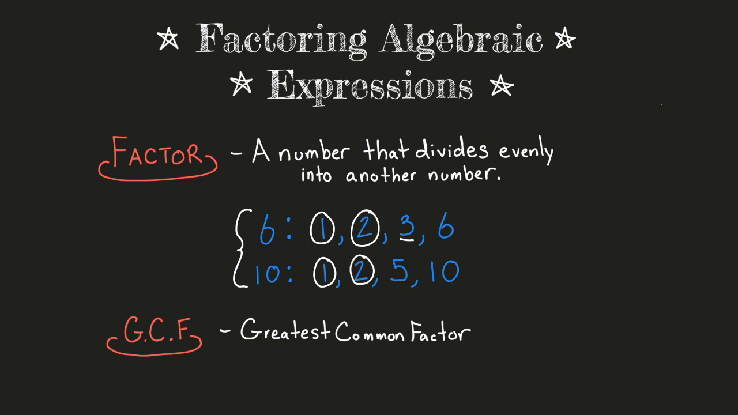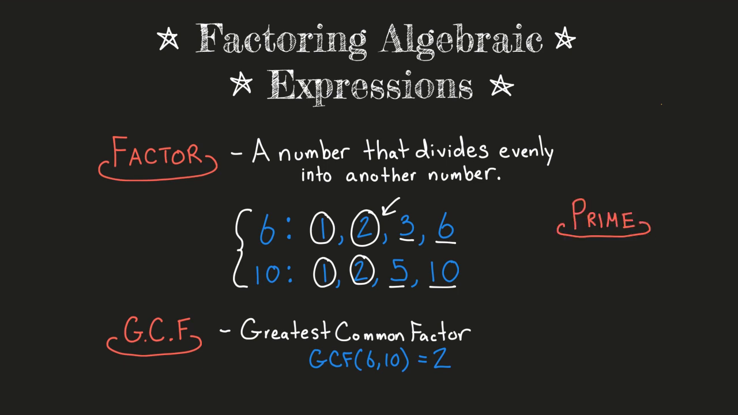3 goes into 6 but not into 10. 5 goes into 10 but not into 6. And actually 6 and 10 are not common factors either. So here, if we asked ourselves, what is the greatest common factor of 6 and 10? Our greatest common factor would indeed be 2. That is the greatest common factor between those two numbers.